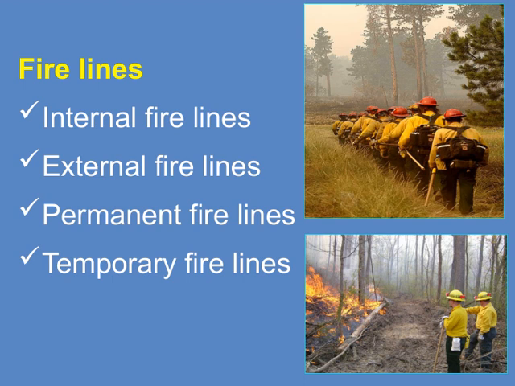Then we encounter temporary fire lines. These are created as needed, often during a fire event, to contain or control the fire temporarily. They might be constructed with equipment or natural barriers and are vital for adaptive response strategies.